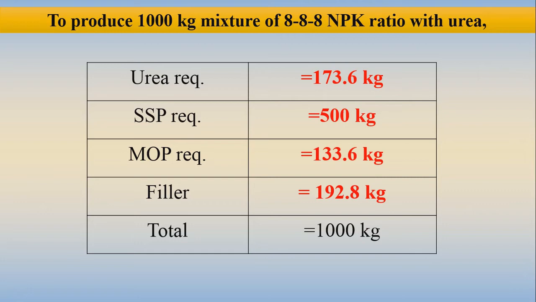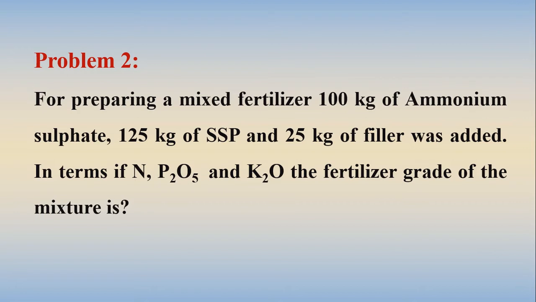And in the second problem, we will see how to calculate a fertilizer grade if they have given the quantity of fertilizers used. So the second problem is: for preparing a mixed fertilizer, 100 kg of ammonium sulfate, 125 kg of SSP and 25 kg of filler was added. In terms of N, P2O5 and K2O, the fertilizer grade of the mixture is.